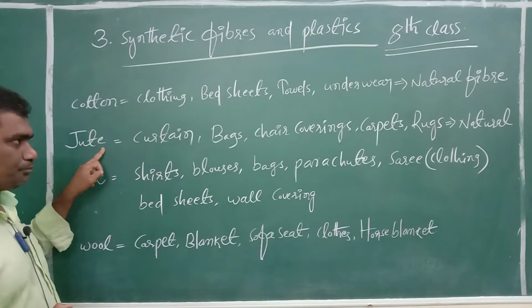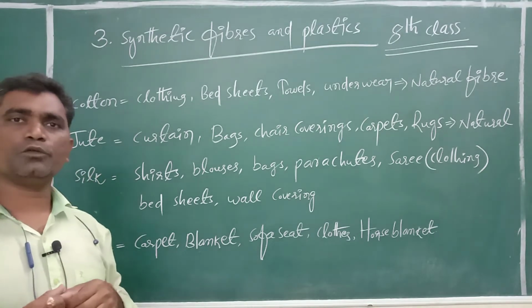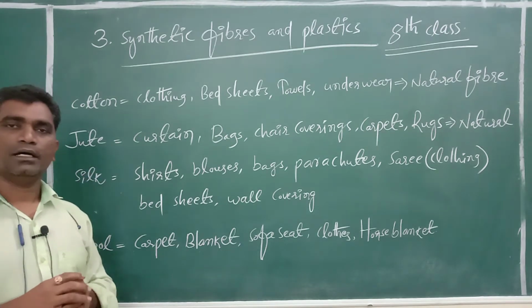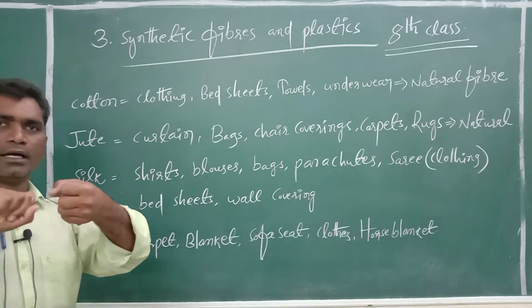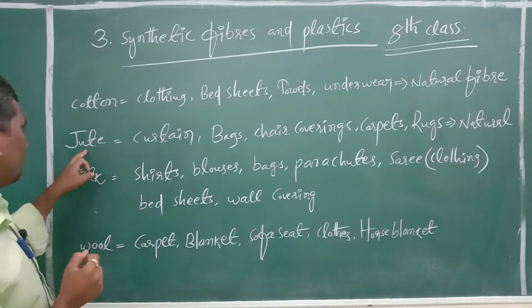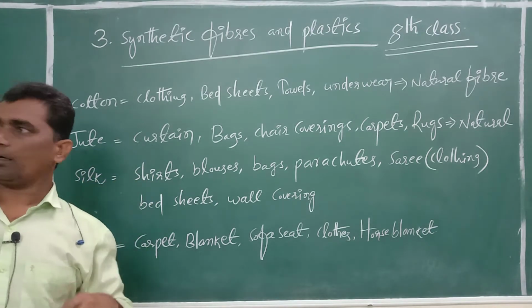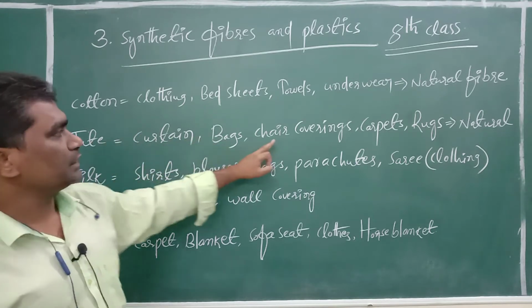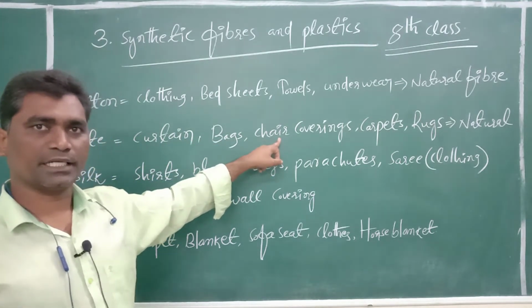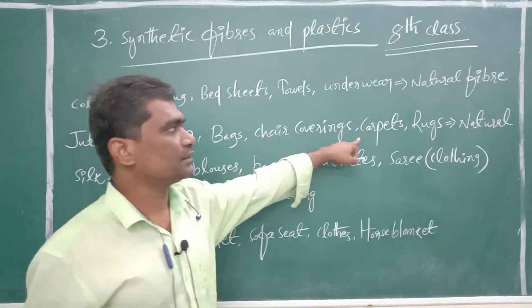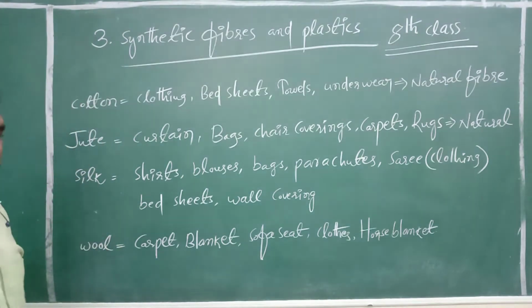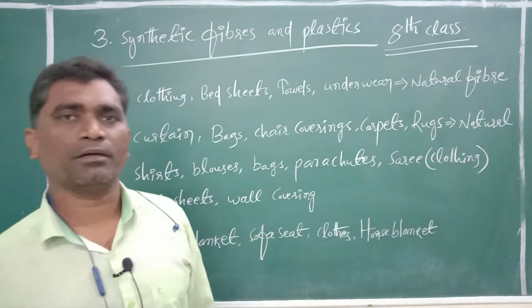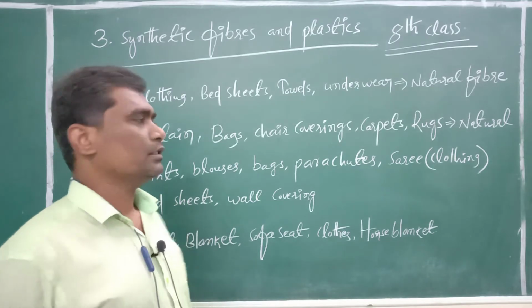Next one, you take jute fiber. We get jute fiber from jute plant. Okay, so here with help of jute fiber, very big threads are made from small threads. Curtains to the windows and doors, and jute bags are made, and chair coverings are made, and carpets and rugs. Okay, so like that, jute is a natural fiber. Why? Because this jute fiber is obtained from jute plant. Okay, so naturally we get it.